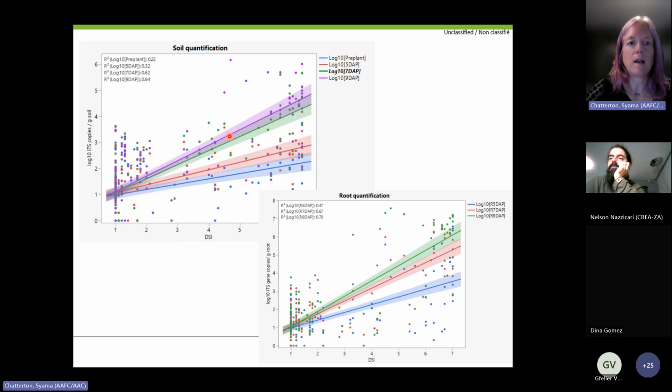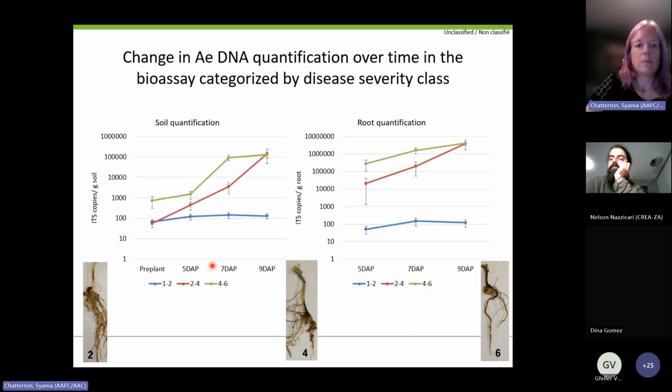It increases as we move up to the 5 days, and then the 7 days after planting here in the green line, and the purple line here, which is 9 days after planting, we can see that that relationship, that correlation, is starting to look a little bit better, but we're still sitting at about a 0.62 R-squared value. And if we look at the root quantification, we see very similar. So fairly poor quantification or correlation at that 5 days, and then it increases at 7 and increases at 9 days.